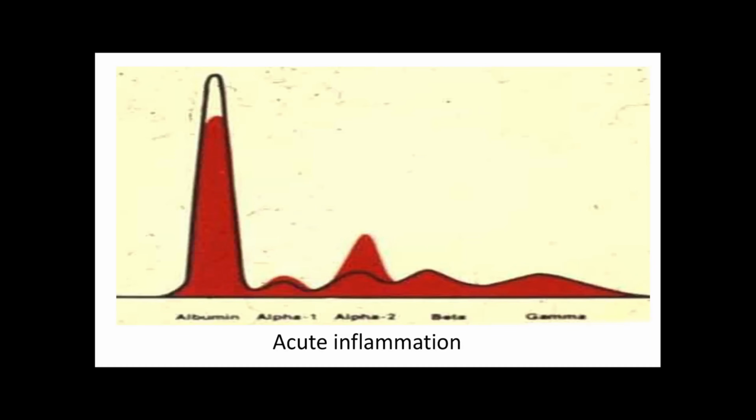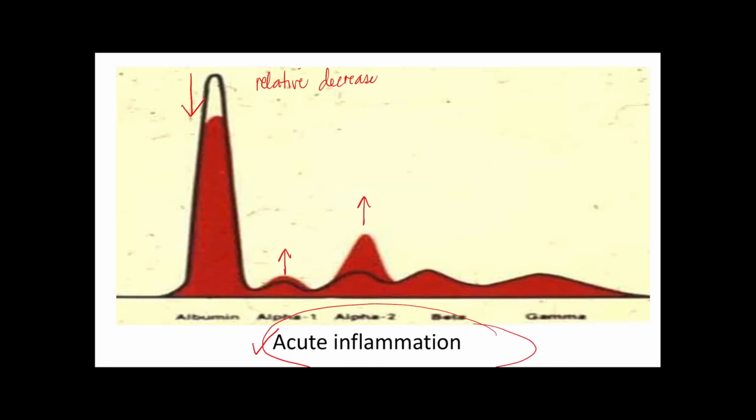So let's look at some of the patterns that we commonly encounter when we use the electrophoresis system. First, we have the pattern of acute inflammation. In this one, the albumin is decreased. Just remember, this is just a relative decrease because there is an accumulation of fluid in cases of inflammation. Next, the alpha-1 and alpha-2 regions are also increased during the inflammatory response.